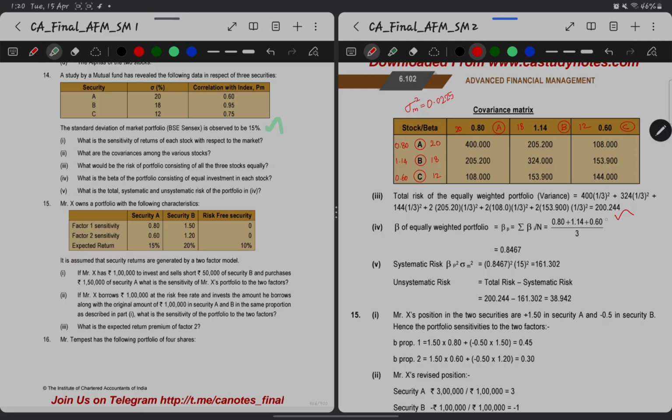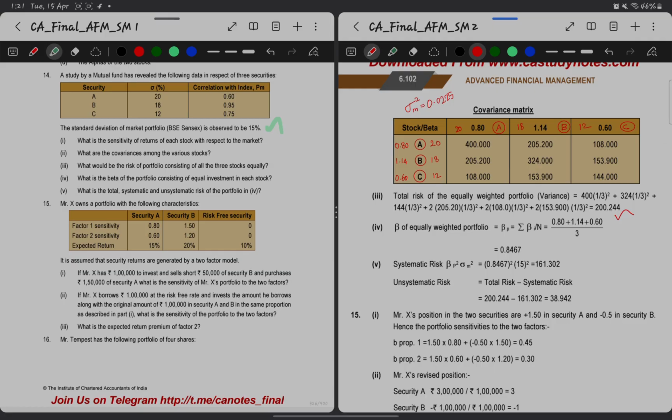So we can directly multiply with the weights and then calculate, which is nothing but the weighted average. Even if some weights are given, we can multiply it with the weights and then we can arrive at the value. So since they have given equally weighted, the addition of all betas divided by 3 will give us the beta of the portfolio.